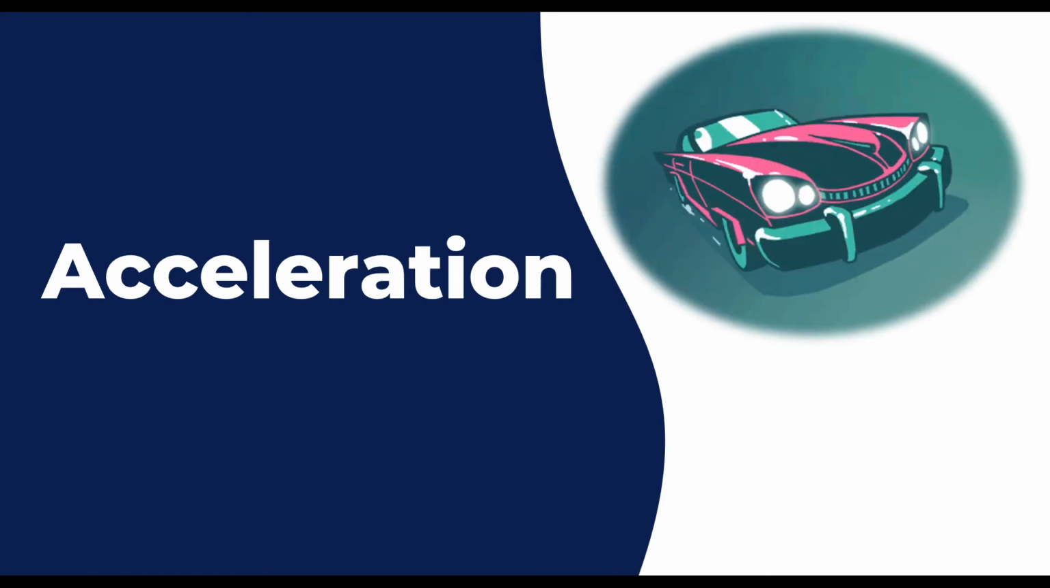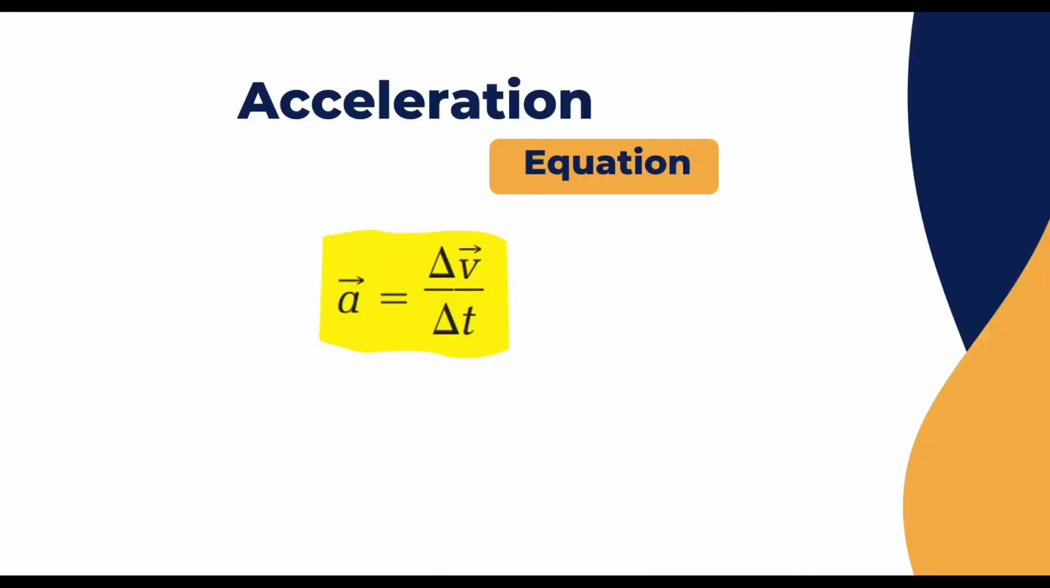When you are driving your car down the road at 30 miles per hour or 30 kilometers per hour, then you increase the speed to 80 kilometers per hour. That change, over the time you took to move from 30 to 80 kilometers per hour, is called acceleration. So if you want to define the equation of acceleration, acceleration is the change in velocity over the change in time.